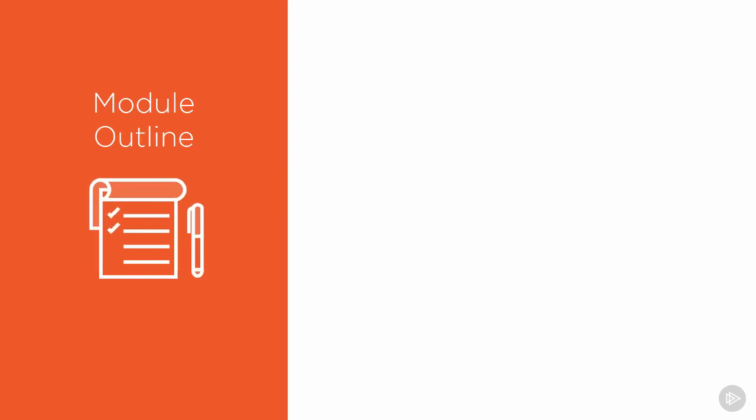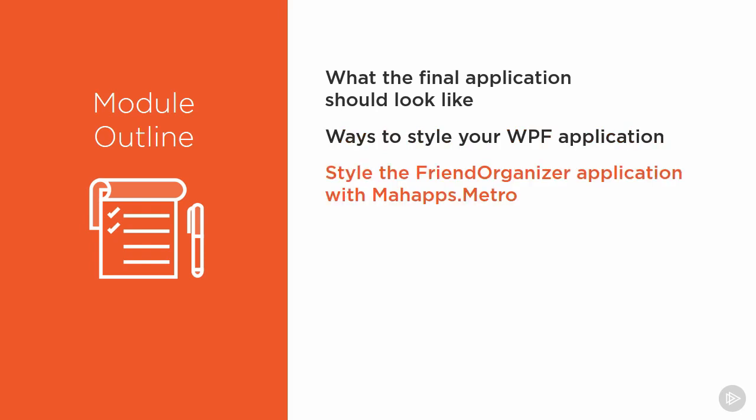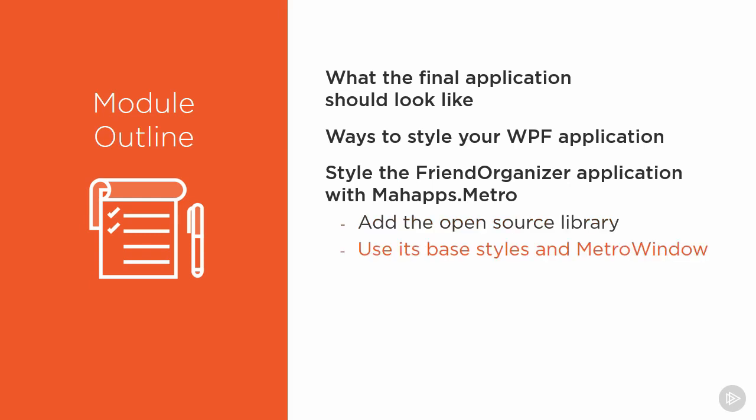At the beginning of this module, I will show you what the final application should look like, so that you know what we will build. After you have a clear picture what we want to do, I will show you the ways how you can style your WPF application. Then you will style the Friend Organizer application with the MahApps Metro library. MahApps Metro is an open source library that is used to style the standard controls of a WPF application. You will learn how to add this open source library to the Friend Organizer application. You will also learn how to use its base styles and its Metro window.